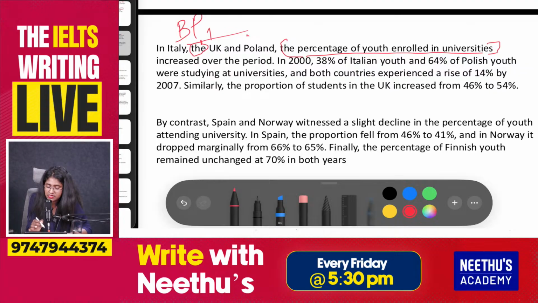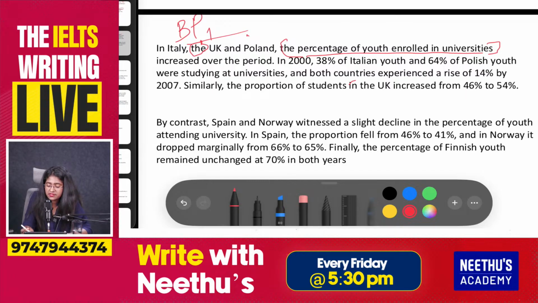So first sentence, topic sentence should act like a heading for the passage. It should say what you're going to discuss in that paragraph. Okay, so here when we read it, we understand the percentage of the youth enrolled in universities that showed an increasing trend, that increased over the period. So in 2000, then comma. So after writing the year, you should put a comma. In 2000, 38% of the Italian youth and 64% of the Polish youth were studying at universities.